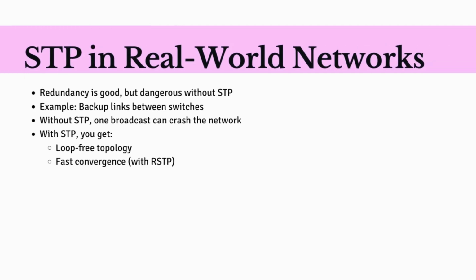So, STP in real-world networks. Redundancy is good but dangerous without STP. One wrong connection can bring down your entire LAN. For example, backup links between switches. Without STP, one broadcast can crash the network. With STP, you get a loop-free topology, and fast convergence with RSTP.